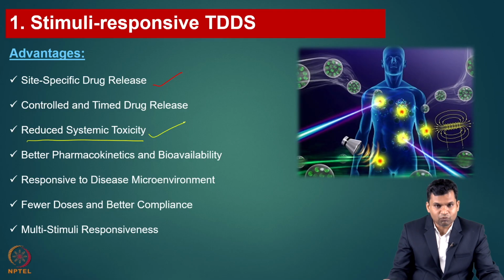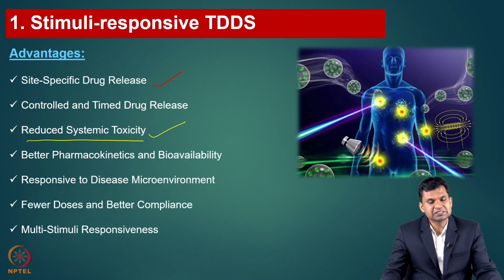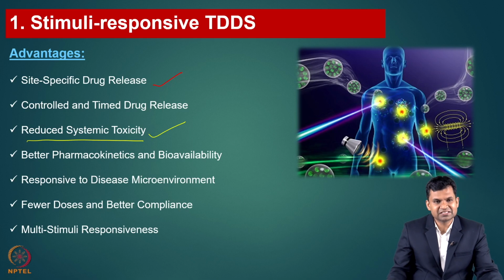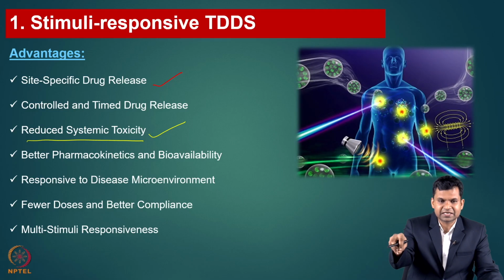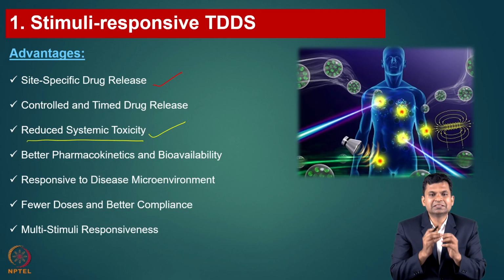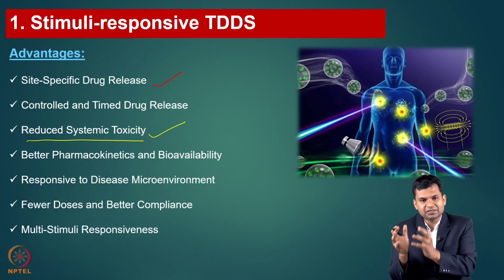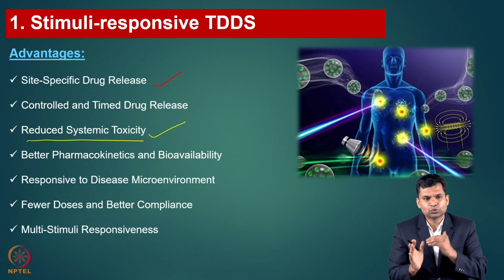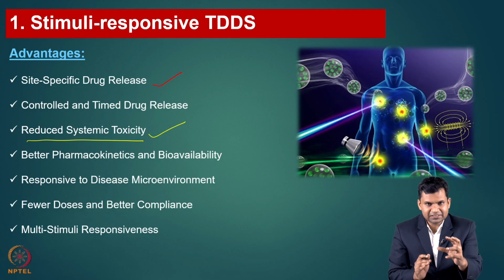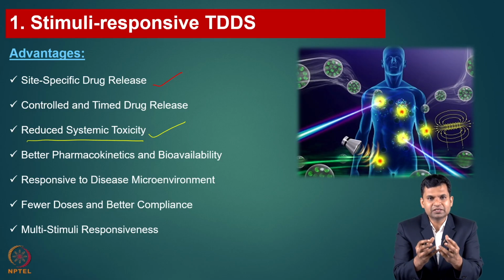So, you can also avoid such type of systemic toxicity by utilizing site specific drug release with the stimuli response. It will specifically go to the disease site and then your drug will release out. Now, as we have seen in the previous slides, this will work in a controlled and timed manner with the stimuli response. The target system will reach the disease site and there it will release slowly based on the efficiency of the stimuli.